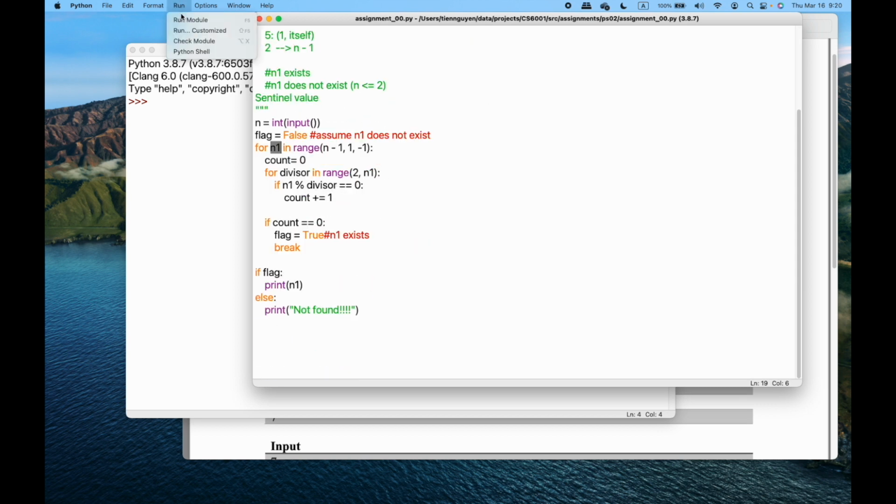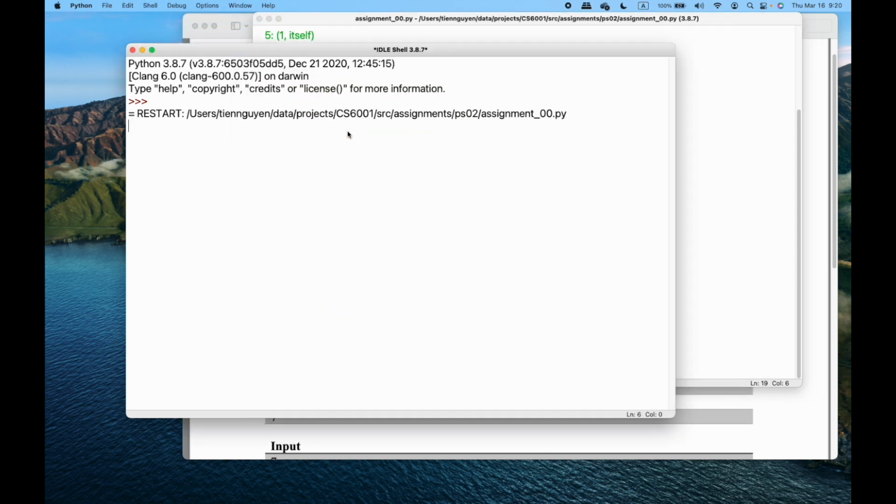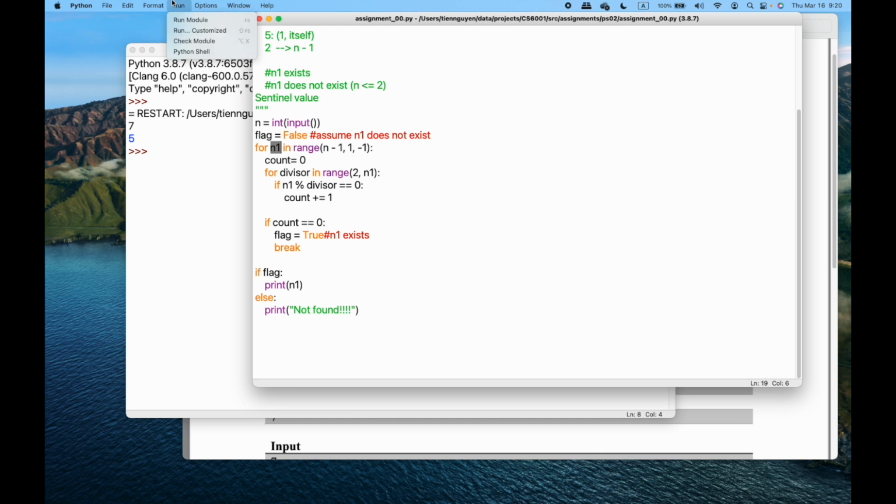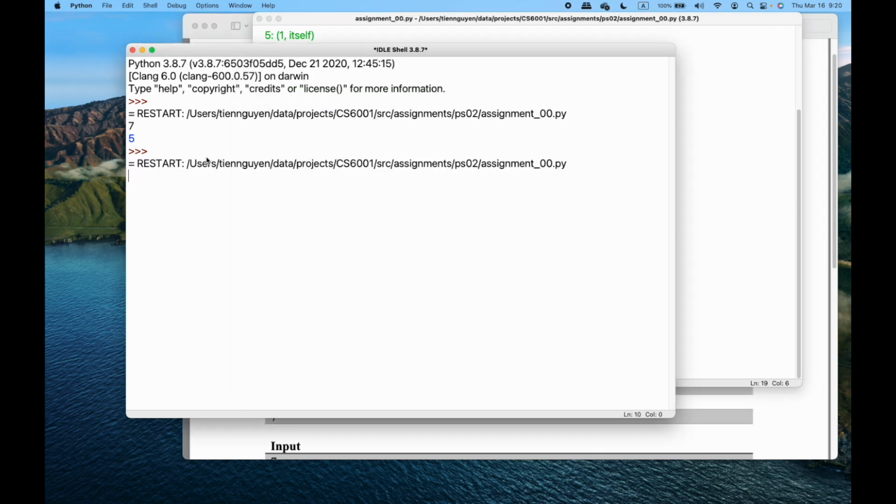Let's execute the program and see what happens. If I give the number 7, it provides the number 5, so that's correct. Let's try another test case, the number 2. Not found. So it's exactly what we need to do.